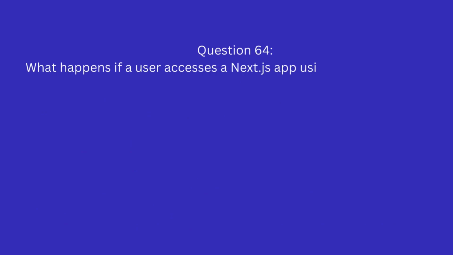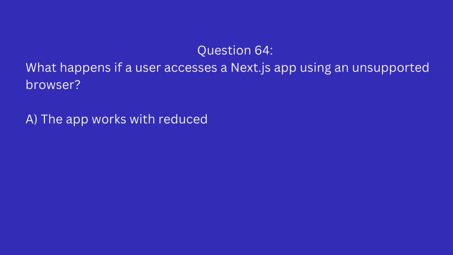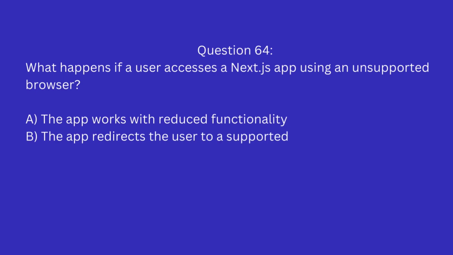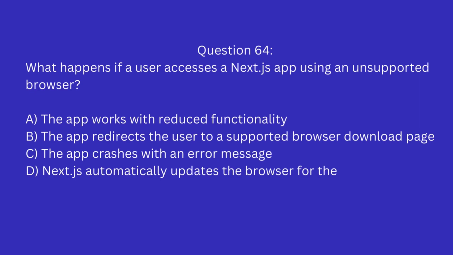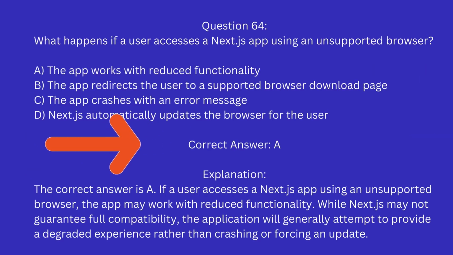Question 64. What happens if a user accesses a Next.js app using an unsupported browser? A. The app works with reduced functionality. B. The app redirects the user to a supported browser download page. C. The app crashes with an error message. D. Next.js automatically updates the browser for the user.